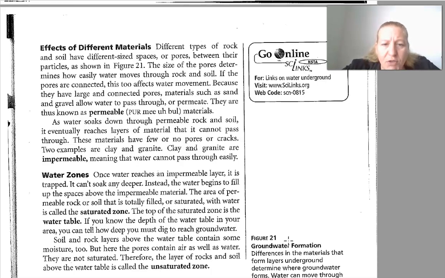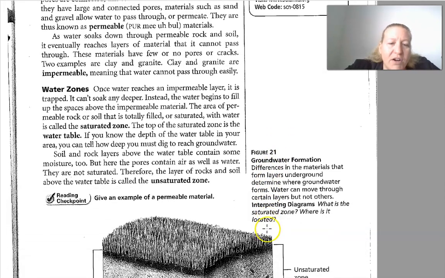As water soaks down through permeable rock and soil, it eventually reaches layers of material it cannot pass through. These materials have few or no pores or cracks. Two examples are clay and granite. Clay and granite are impermeable, which means that water cannot pass through them easily. So we have water zones. Once water reaches an impermeable layer, it is trapped. It cannot soak any deeper.